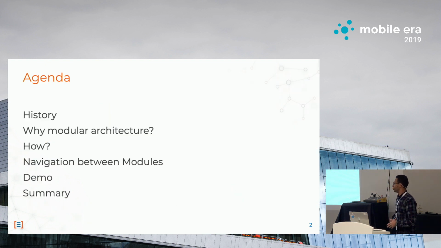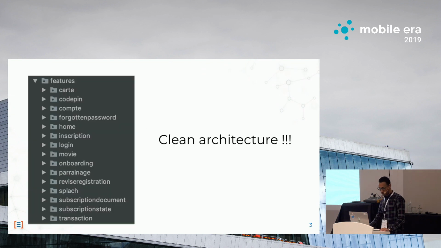So our agenda will be: we'll go through some history, then we'll ask why we need modular architecture, then we'll see how to implement modular architecture, then we'll see the most common problem around modular architecture, which is navigation between modules, and we'll go through some demo. And then a small summary.